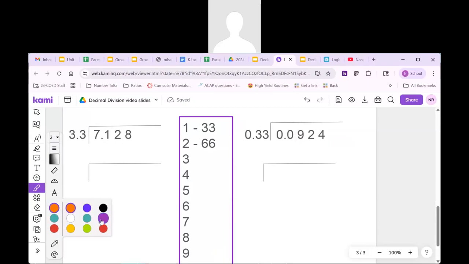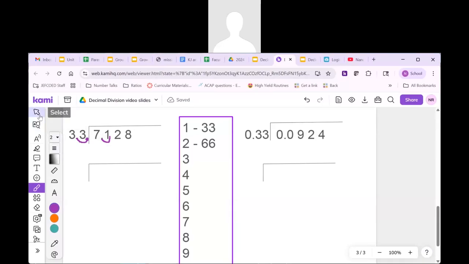Okay, we're going to go for purple this time because I like it. Okay, we have a decimal divisor, right? I know it has to be a whole number, so I know my divisor is going to be 33. How many times did I move that decimal? Just to the other side of the 3, one time. So I moved my decimal in the dividend one time, right?